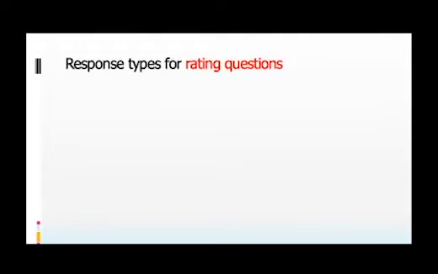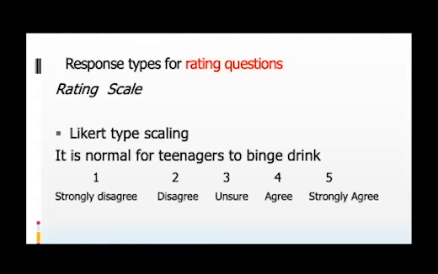And then rating questions. You can have a rating scale, a Likert-type scaling. So, is it normal for teenagers to binge drink? You have strongly disagree, disagree, unsure, agree, and strongly agree. So this is a Likert scale. In ordering options, place the following in the order of preference of what you drink.